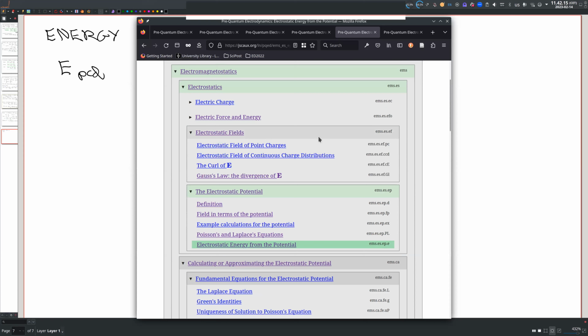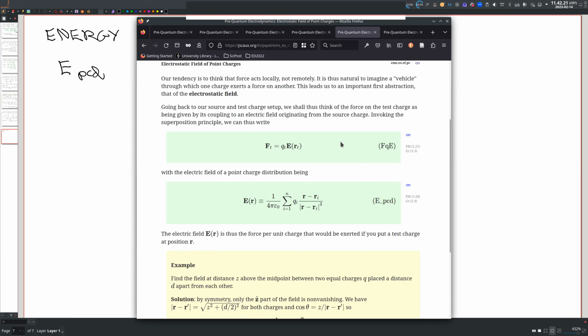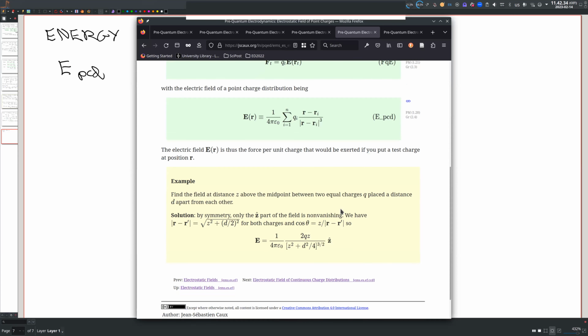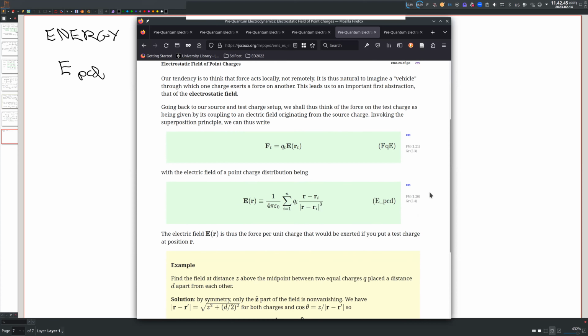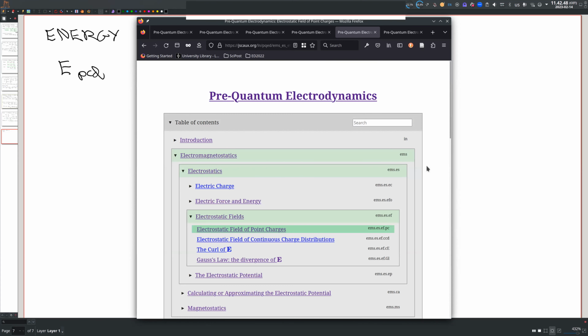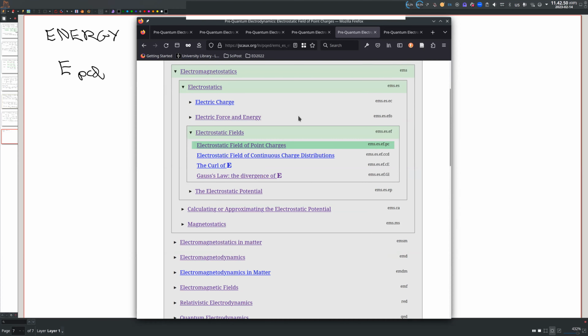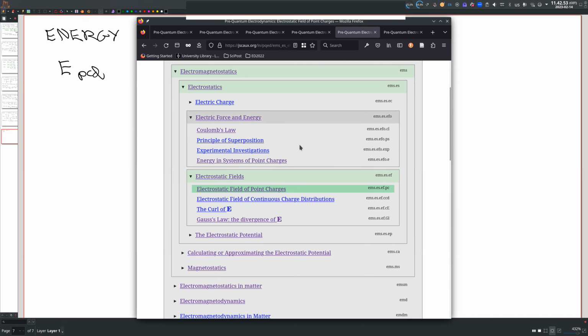Electrostatic fields, electrostatic point charges. Okay, so what did we have? We had this equation here. The electric field was just 1/4 pi epsilon 0, the sum of Qi R over R cubed, like that. And then we knew also that the force associated to this was just the measuring charge times this. Then we talked about the work in order to build a collection of charges.